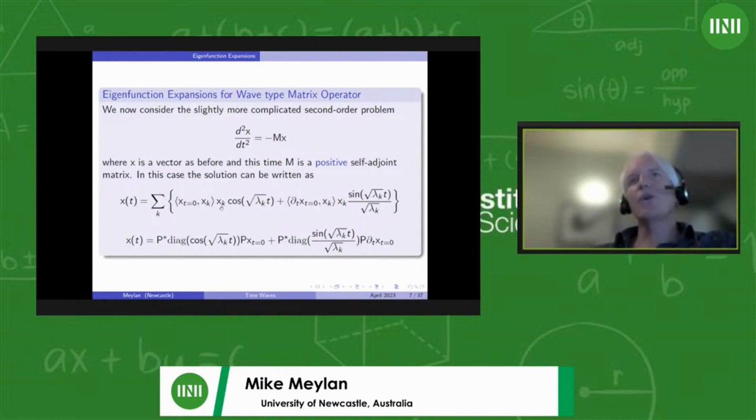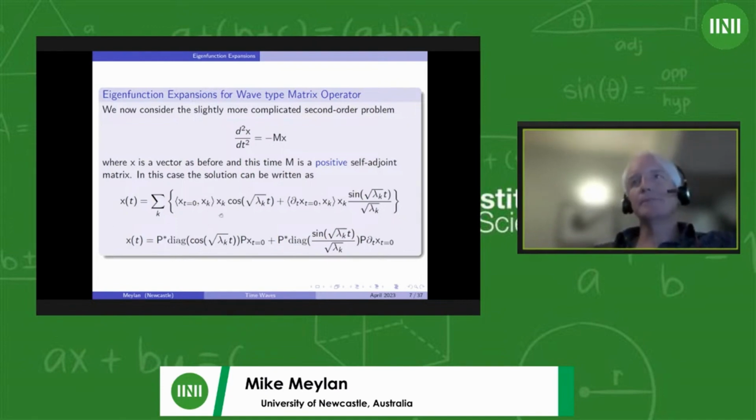But it's almost identical. You have two initial conditions: the initial value of x and the initial value of the derivative. Then you get cos of lambda t and sine of lambda t, where lambda is the square root of the eigenvalue. If we write it in terms of matrices, it takes the following form, which is almost identical. Here's the P, here's the P star. All good.